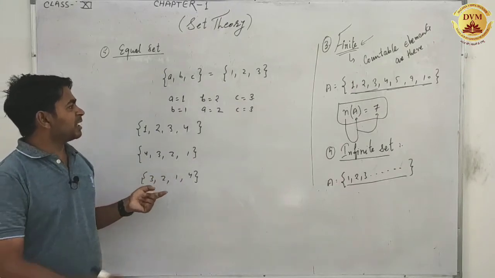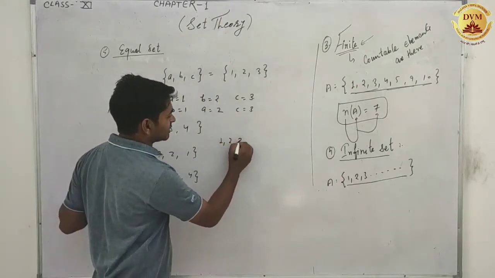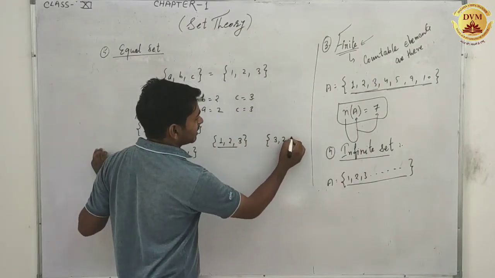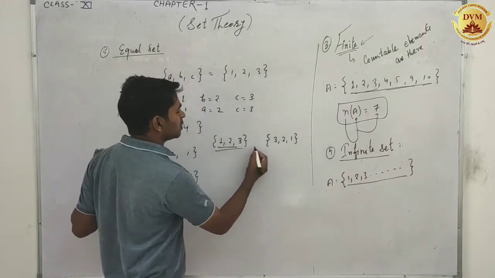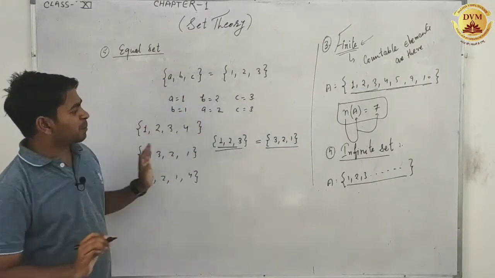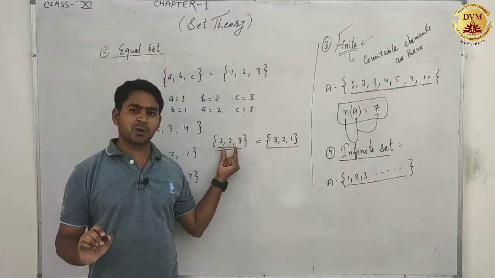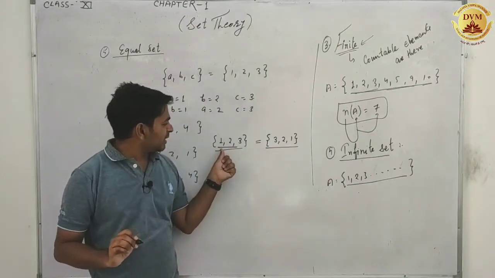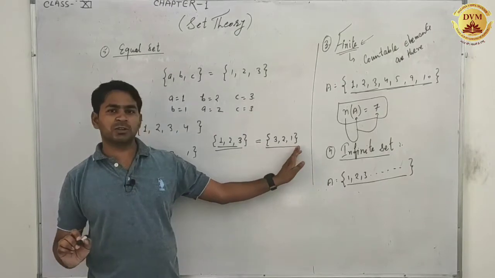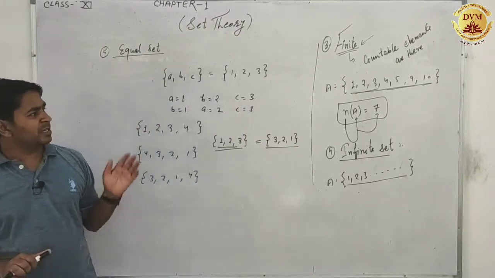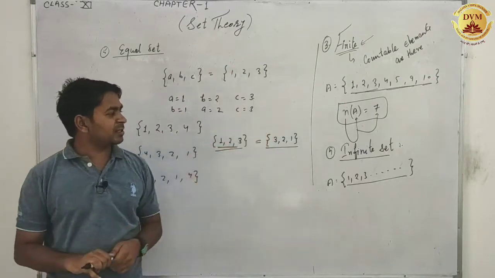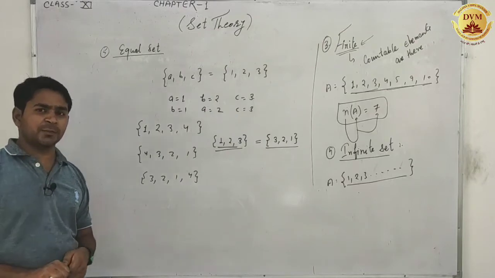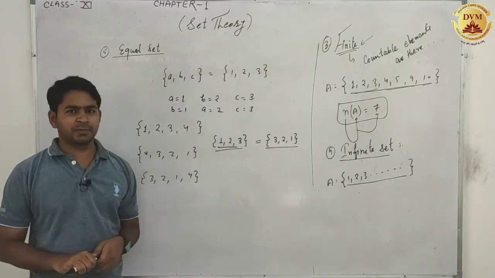But the thing is, if on the left side a set has the elements 1 2 3, and on the right side the set has the elements 3 2 1, these two sets are equal because both sets have the same number of elements and the same type of elements. This set has 1 2 3 and this one also has 1 2 3. So these 5 types are the types of sets. Now I am taking some examples about sets and their types.